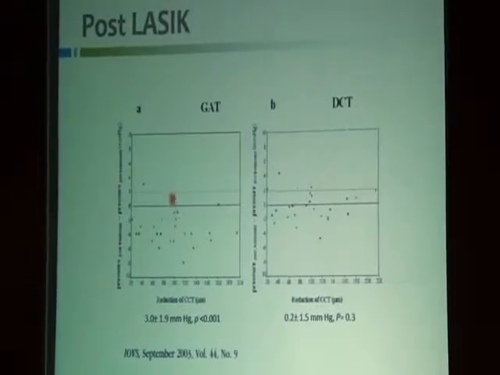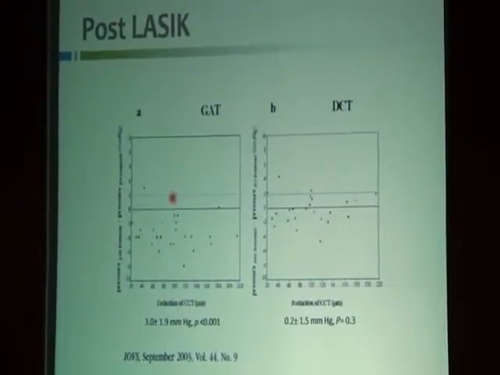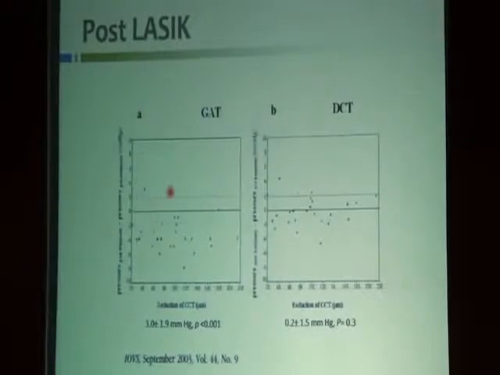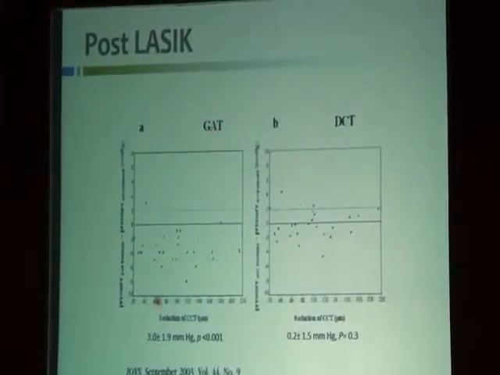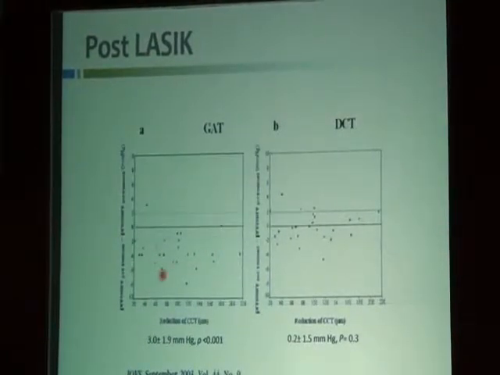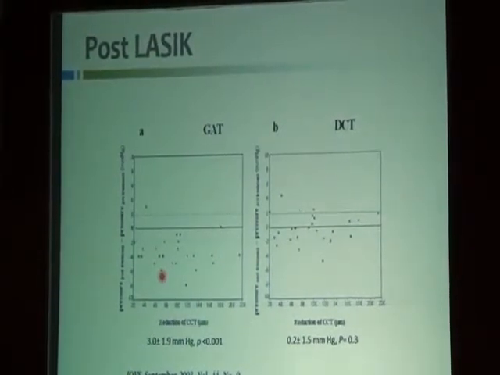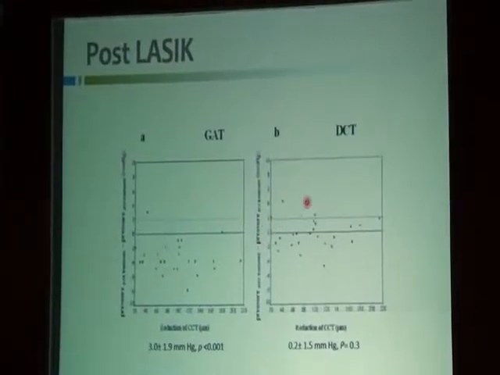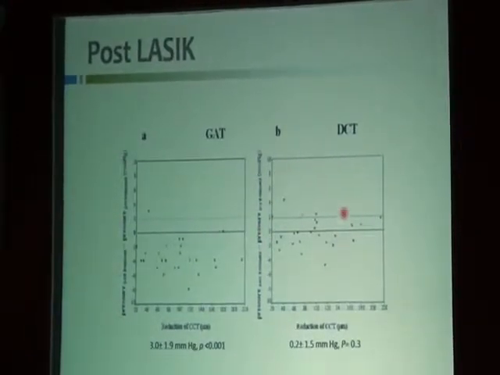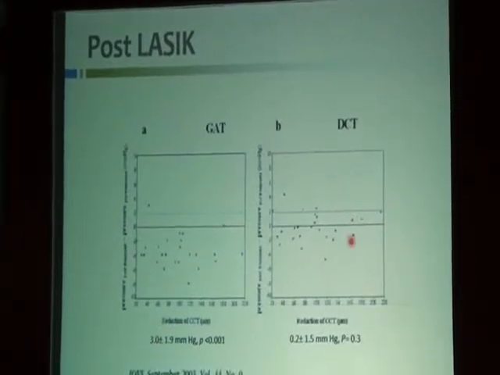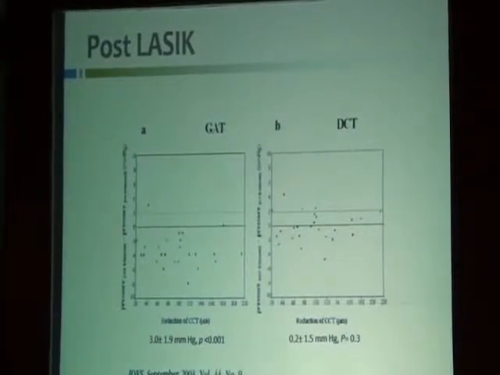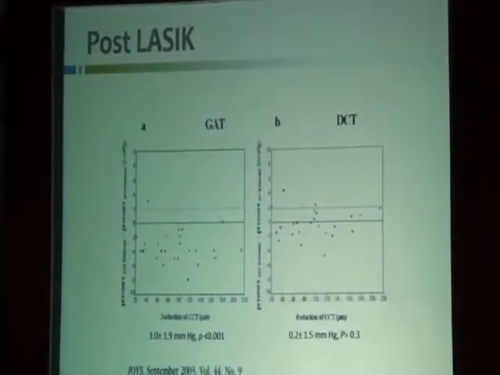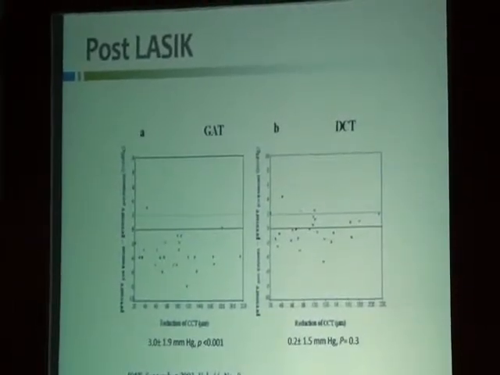In this study, where they compared the intraocular pressure pre and post LASIK, when they checked the intraocular pressure after the LASIK procedure with the Goldmann applanation tonometer, all the values were much lower than the pre-LASIK values. However, when checked with the DCT, you see that the pressure difference between pre and post remained almost the same. So they remain unchanged. So probably the DCT is a better instrument to check the intraocular pressure in patients who have undergone refractive procedures like LASIK.